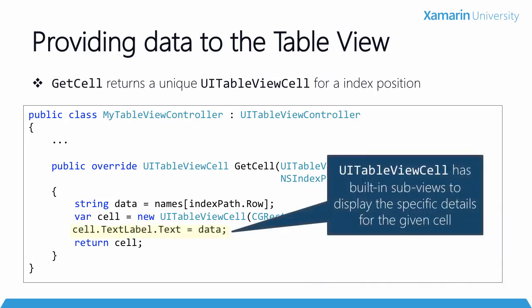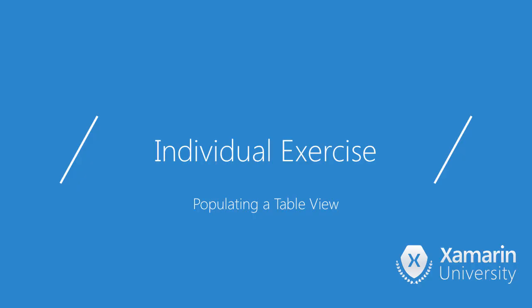As part of that cell creation, this method must fill in all the details for the cell, setting text properties, images, and anything else that needs to be displayed from the internal data object. The one subview which will always be present is the text label subview. You should always set the text for the row, as this is the primary string that's going to be displayed inside the cell. So let's give this a shot in our code.